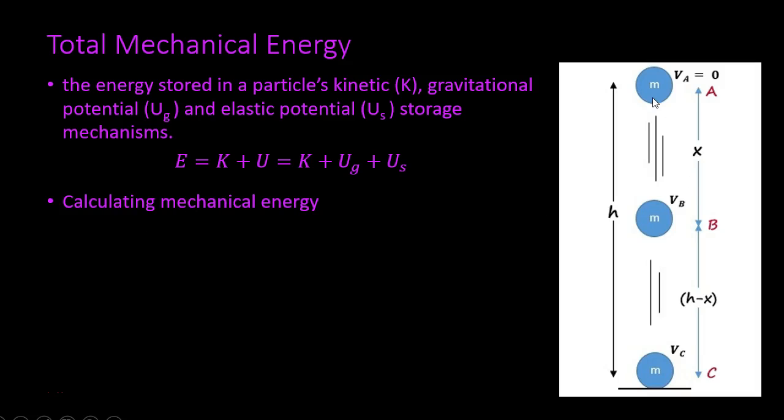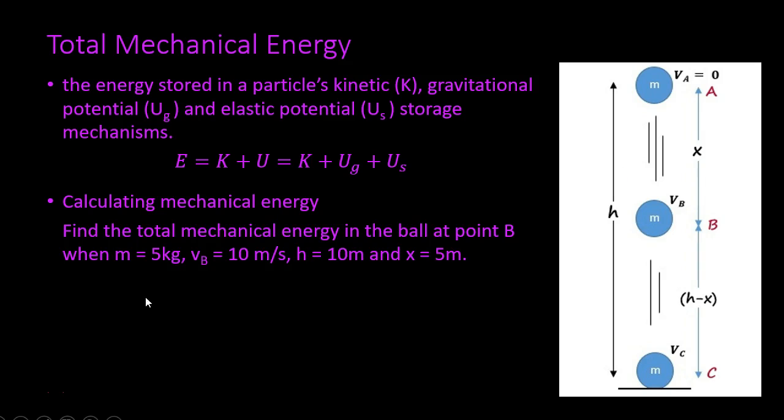Off to the right here, we have a situation where we have a ball that is a height h above the ground, and it's in the gravitational field. We'll assume Earth's gravitational field, and so the ball is going to start with an initial velocity of 0, and it's going to be dropped and falling.